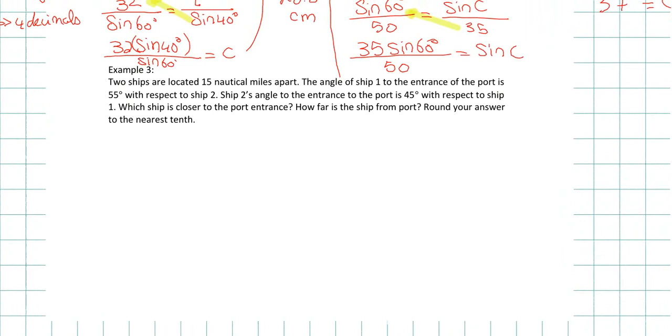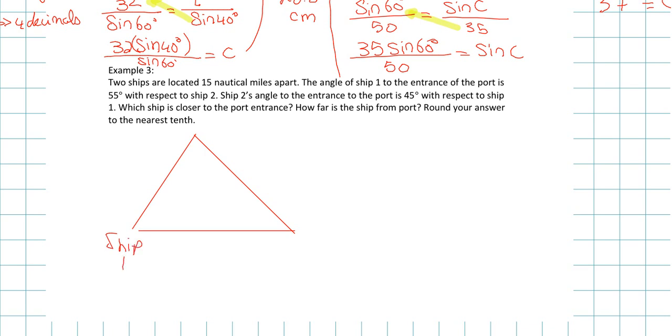So when I'm drawing my triangle, I'm drawing that for a reason, right? I'm drawing because I have ship 1, ship 2, and the port entrance. Now, does it have to be like this? Does it have to be that the port is here? Could it be the port here and the ships are there? It could be anywhere you want to draw it. It could be that you draw it this way, right? It doesn't matter how you draw it, okay? I'm drawing something.